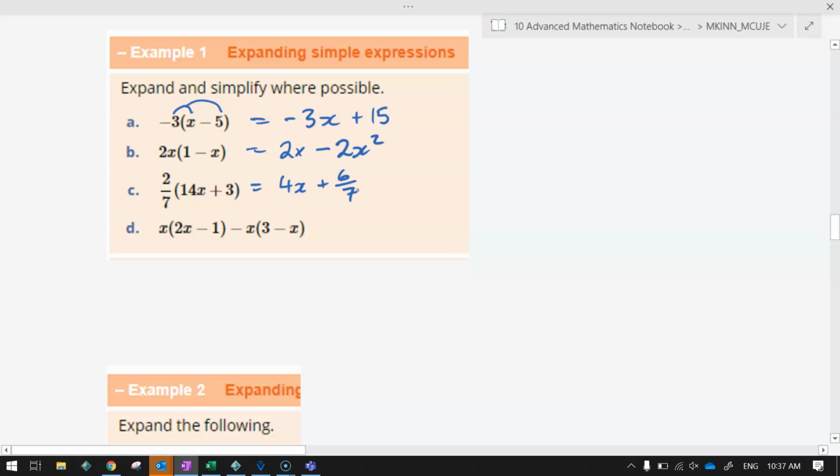Let's have a look at it. Make sure you're happy with that. When I go 3 times 2/7, 3 times 2 is 6. Remember, numerator times numerator.